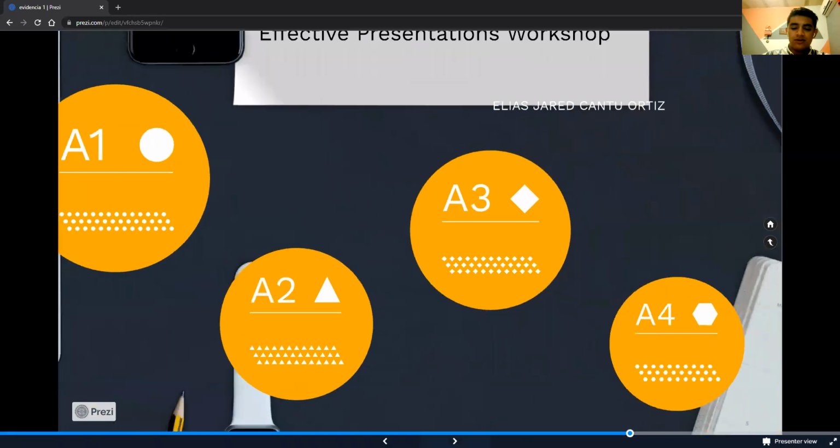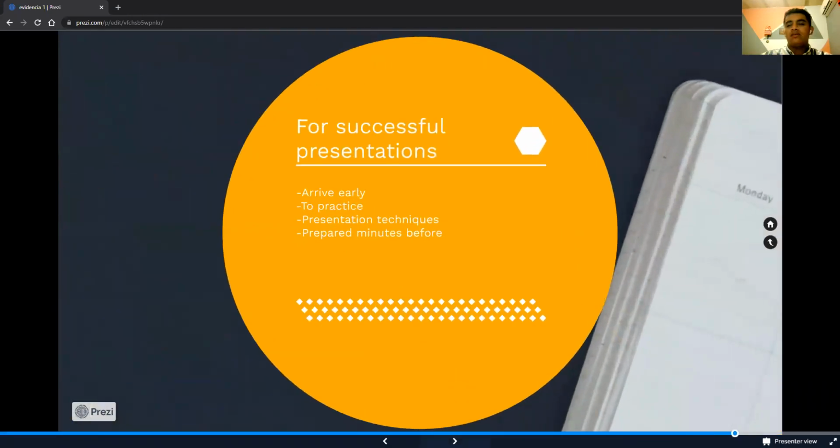Well, we're gonna finish with the successful presentation. These are four tips that you have to follow to have a successful presentation: arrive early, practice, presentation techniques, and prepare minutes before. These four are very important because arriving early is very important. You have to arrive very early to your meetings because this action speaks of you.